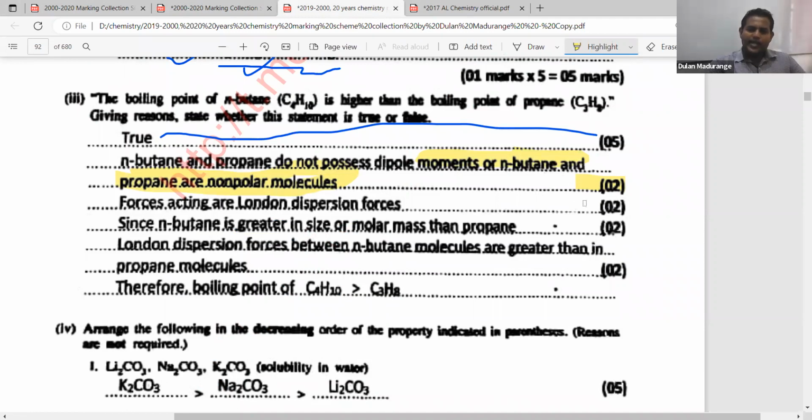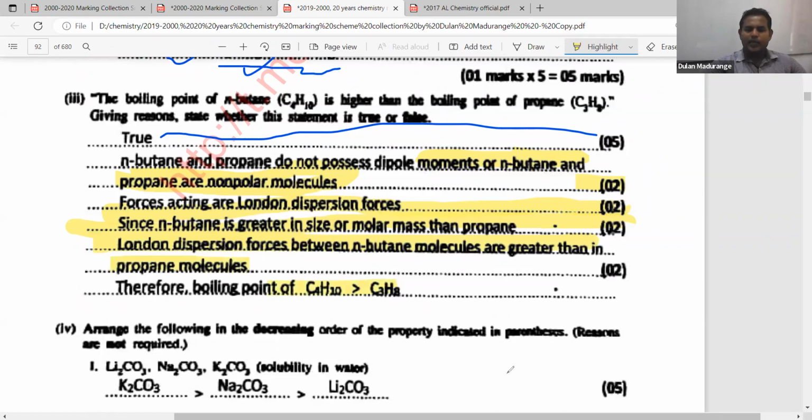Non-polar. After that, we need to mention this point: the forces acting are London dispersion forces. Right? So the forces here are London dispersion forces. And then we can mention that since N-butane is greater in size and molar mass than propane, the London dispersion forces between N-butane molecules are greater than in propane molecules. The butane has greater London dispersion forces. Therefore, the boiling point is increased.